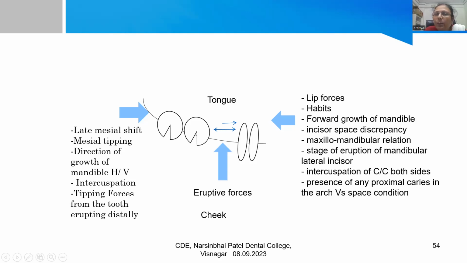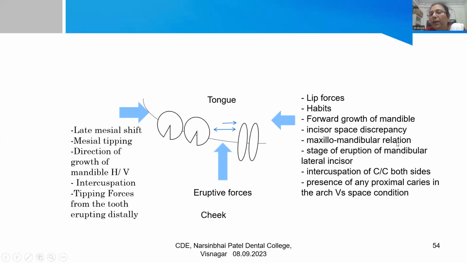Baum actually had explained this mechanism. The mandible always moves forward and downward. Okay, that is a normal thing. What happens? The muscle, the orbicularis oris, puts more pressure on the alveolar arches in the maxilla as well as in the mandible. So there are more lip forces from the anterior side. Again, the incisor space discrepancy may be there.